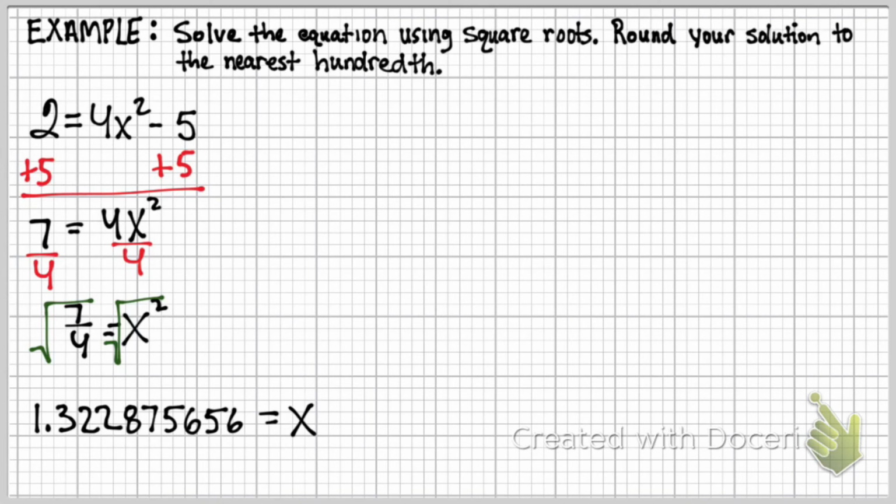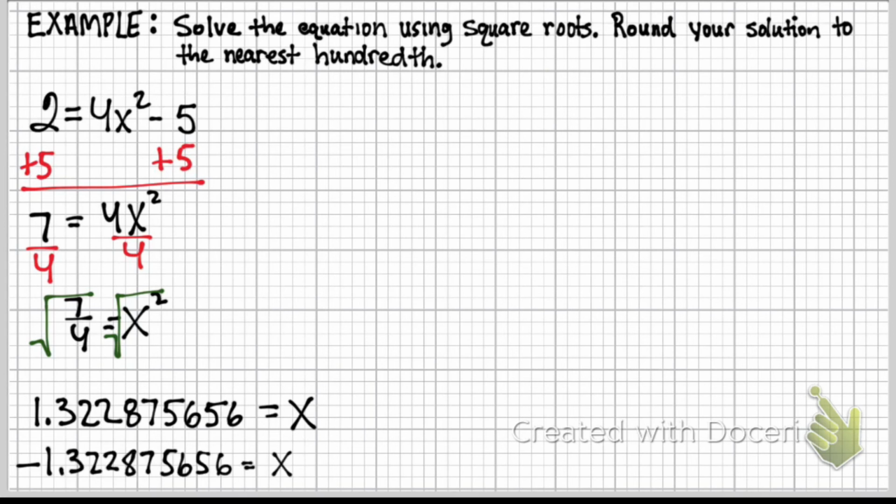We know that we're going to have 2 real number solutions. So at this point, what we're saying to ourselves is positive 1.322875656 times positive 1.322875656 equals the same thing as the fraction 7 over 4. But we know that there's a second answer. We also know that negative 1.322875656 times negative 1.322875656 will also equal positive 7 over 4. So those are our 2 solutions to our quadratic equation.